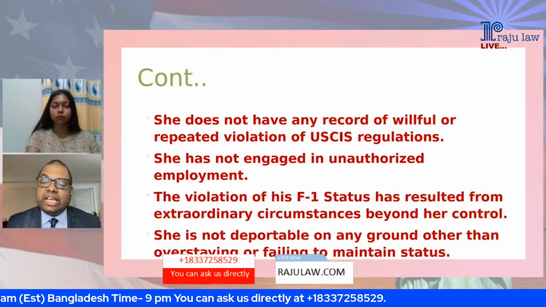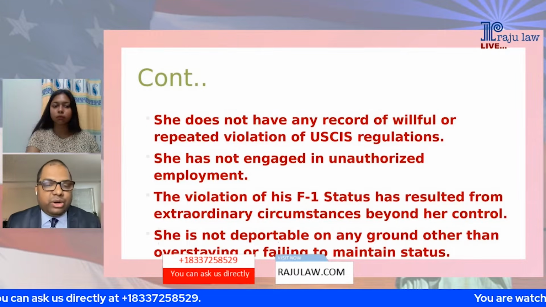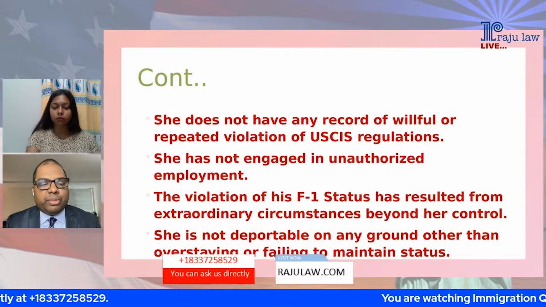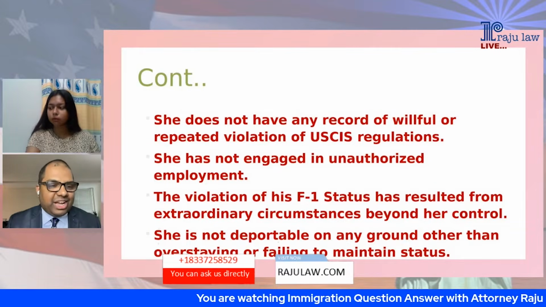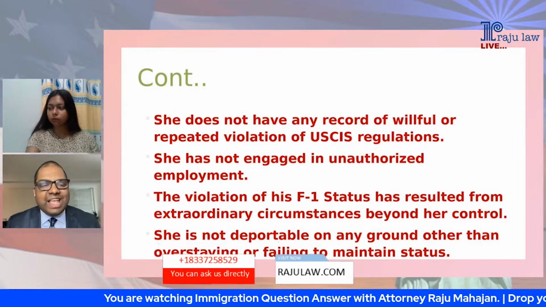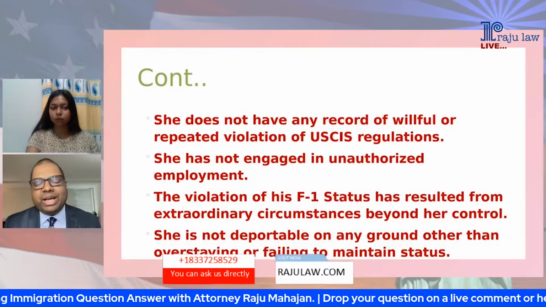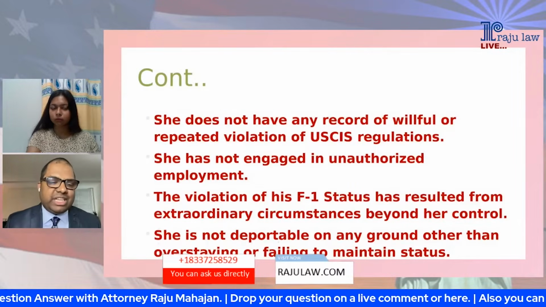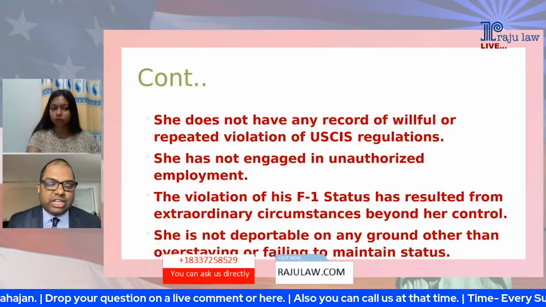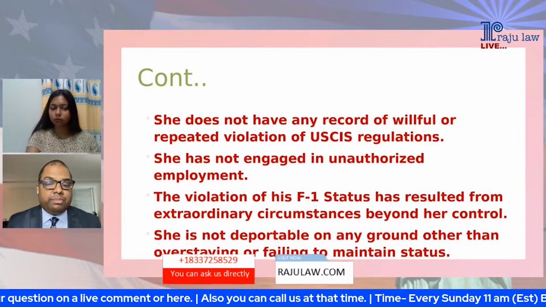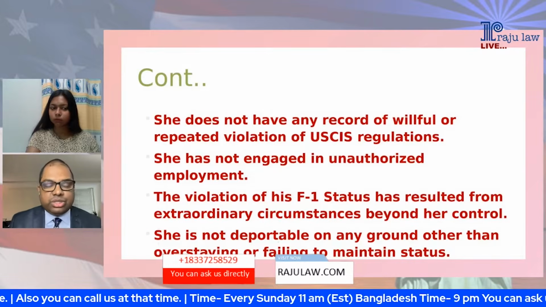She has not engaged in unauthorized employment. This is another key term. So I know a lot of international students who come to America, they work part-time in different restaurants and other places. Technically, all these are unauthorized employment. I know you'll say, well, I have been working for a long time, nobody said anything. Yes, especially in big cities like New York, Los Angeles, Washington DC kind of area, most of the law enforcement agencies, they do not pay attention to these kind of things.